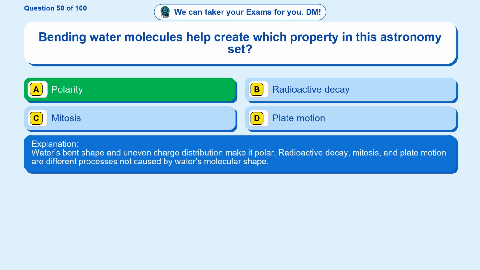Water's bent shape and uneven charge distribution make it polar. Radioactive decay, mitosis, and plate motion are different processes not caused by water's molecular shape.